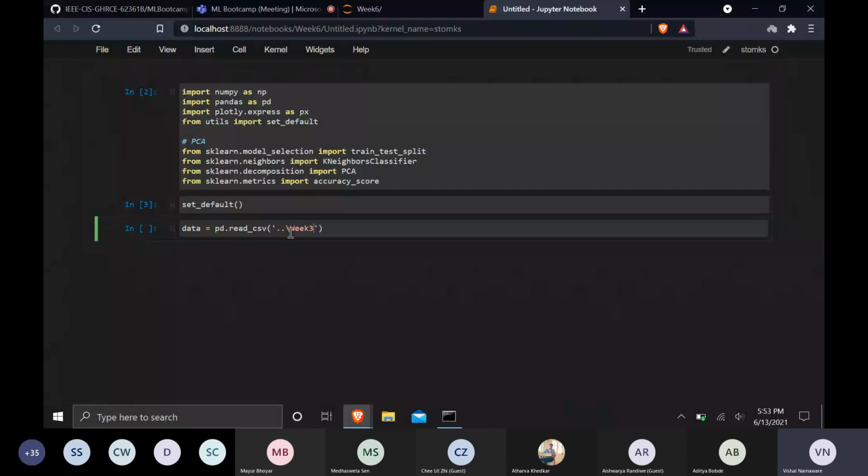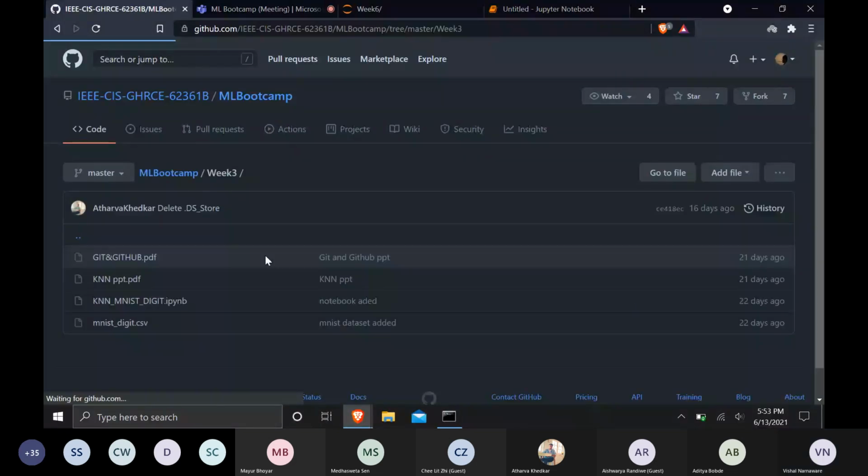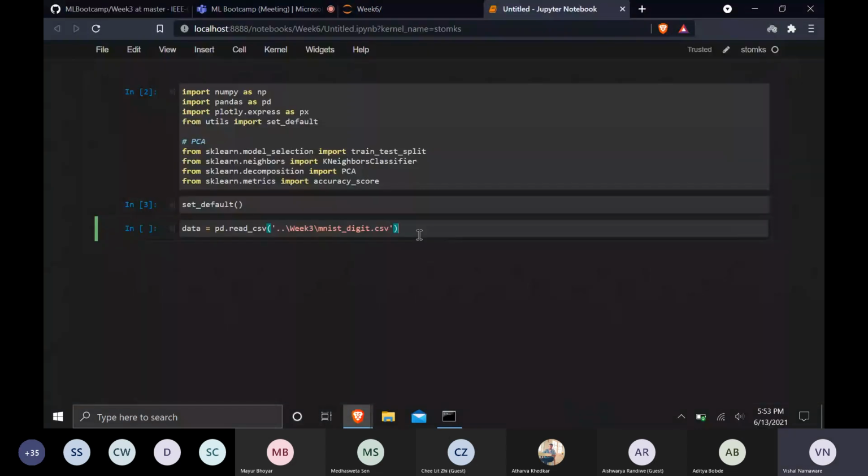For me, it's mnist_digit.csv. And we are going to see the first 5 rows so that we know that the data is imported correctly.